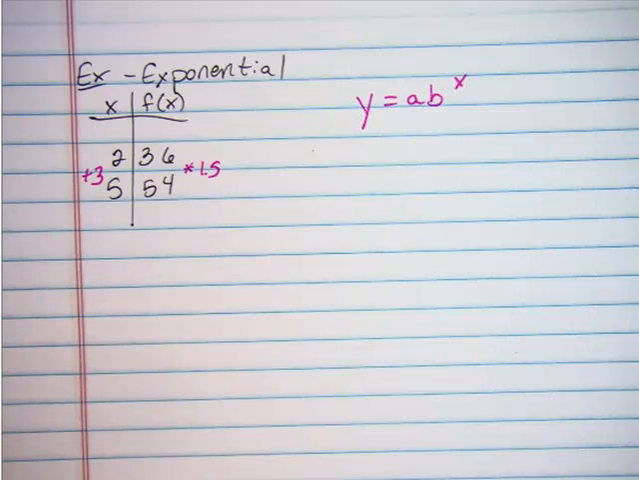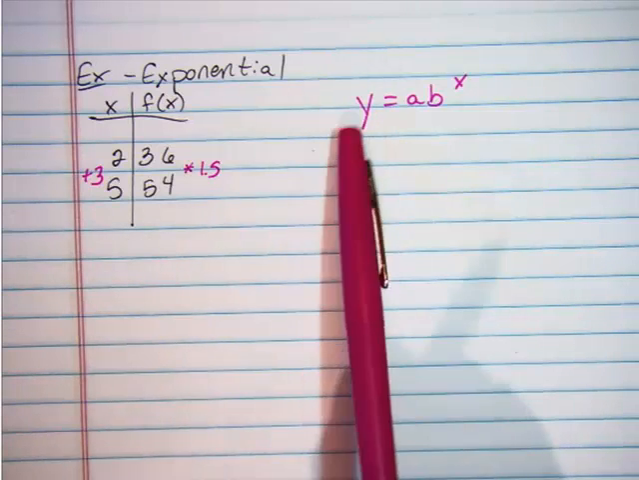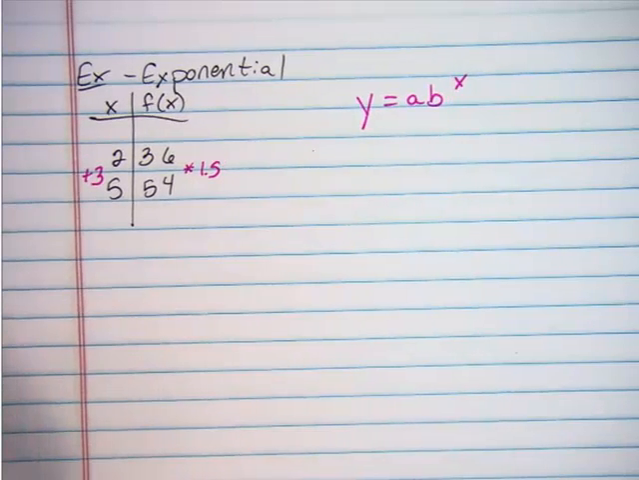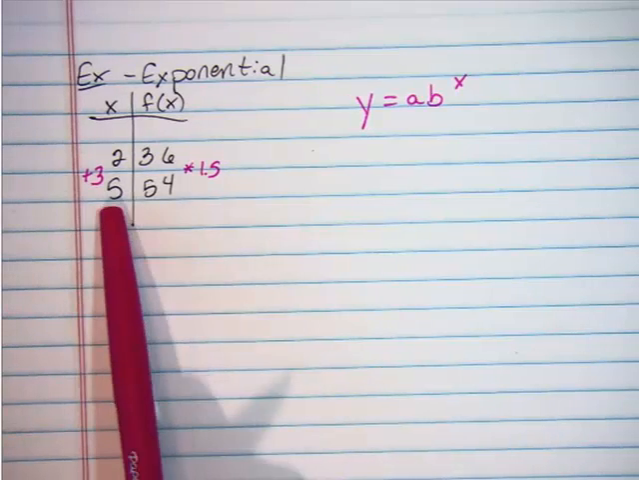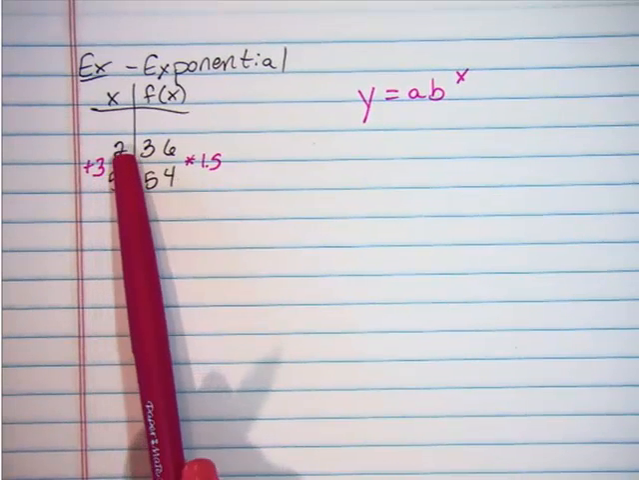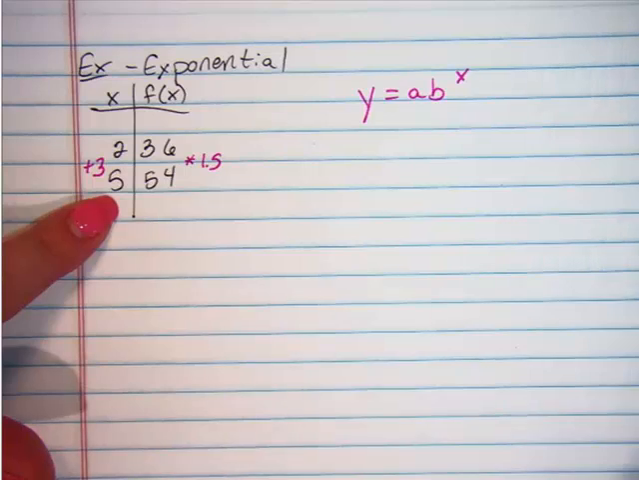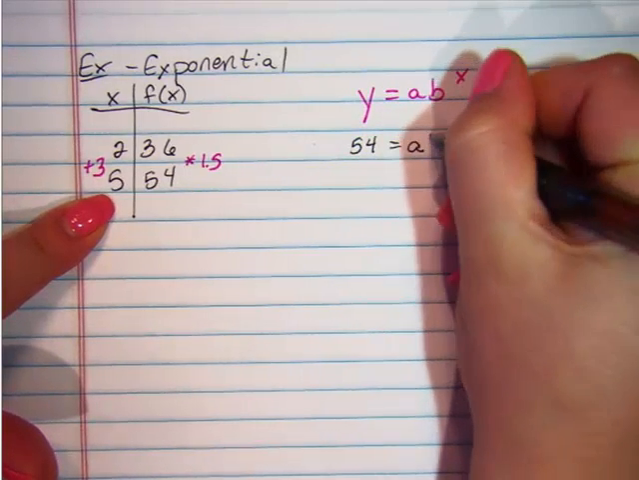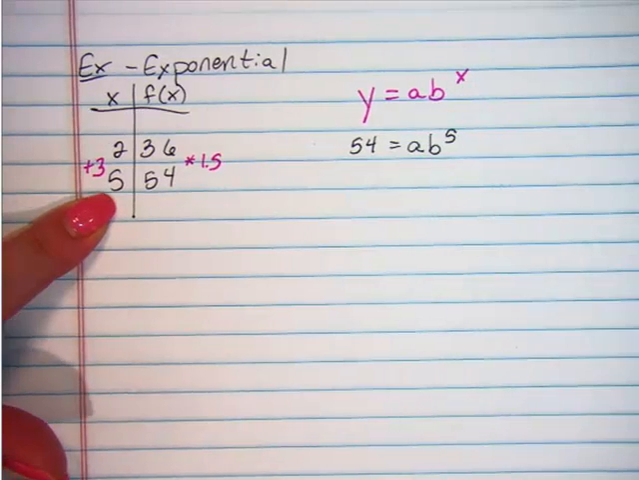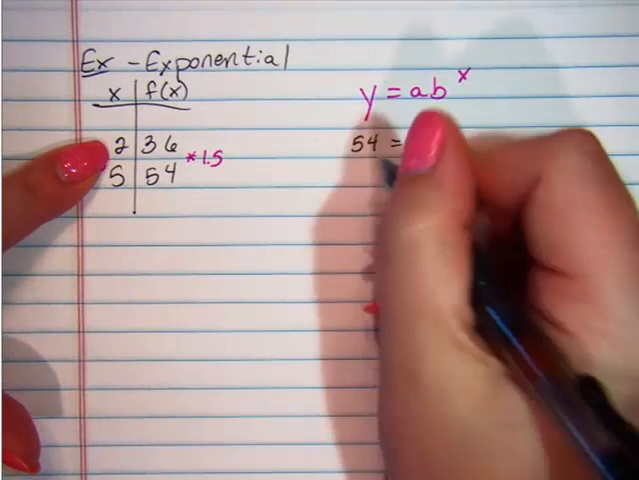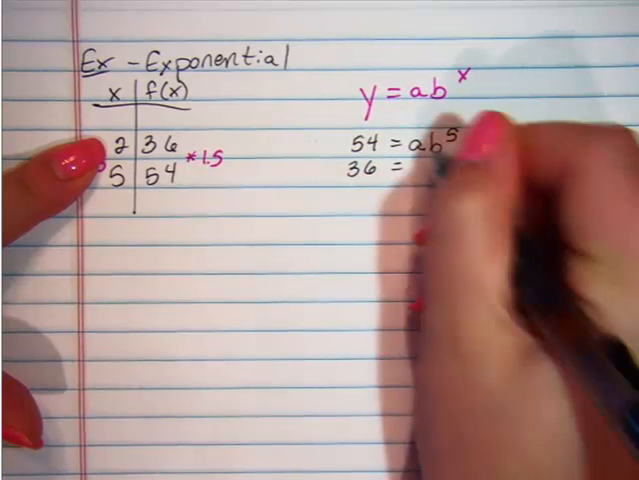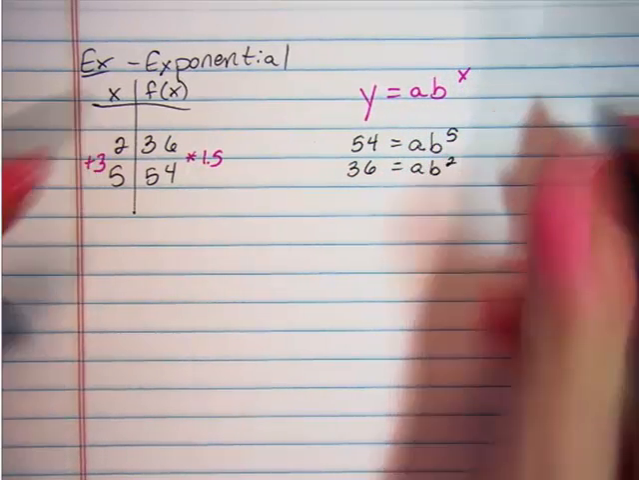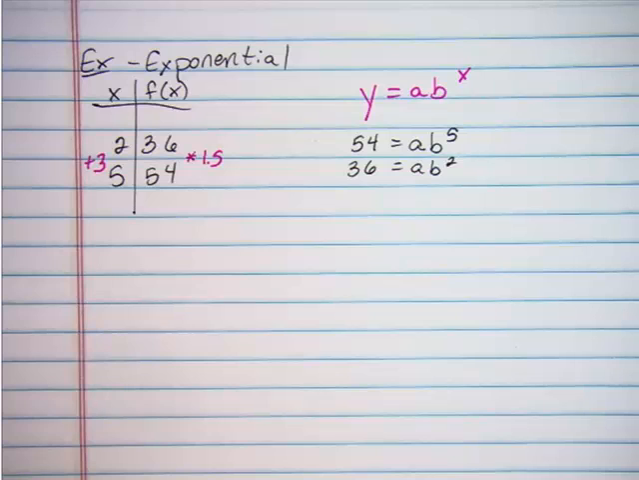So initially, I need to set up my equations. I have a y value and I have an x value. So I'm going to pick a coordinate point. I'm going to pick the one with the higher x value first. So I'm going to pick the 5 because 5 is bigger than the 2. So I'm starting out with that top equation. So 54 equals a times b to the 5th. And then I do my second equation, system of equations. 36 equals a times b squared. Now keep in mind this is exponential.